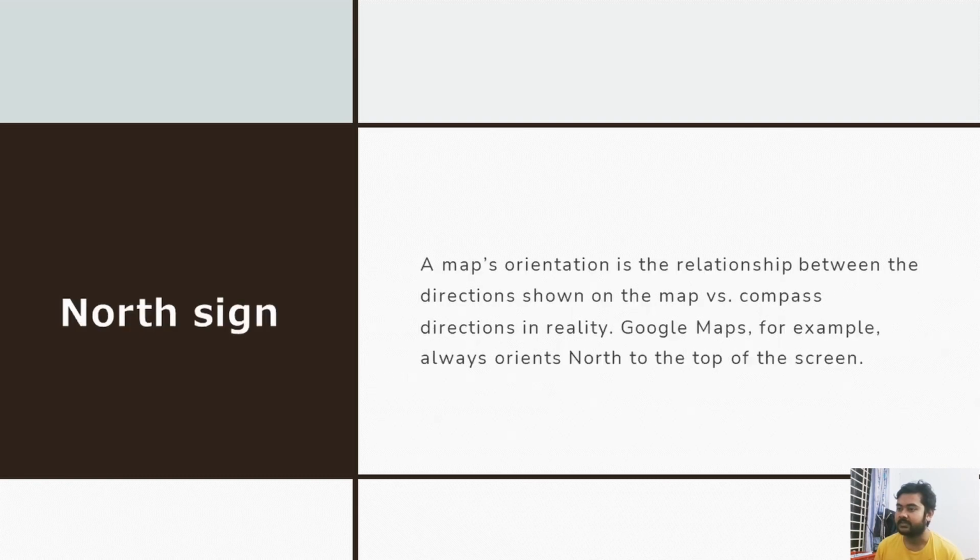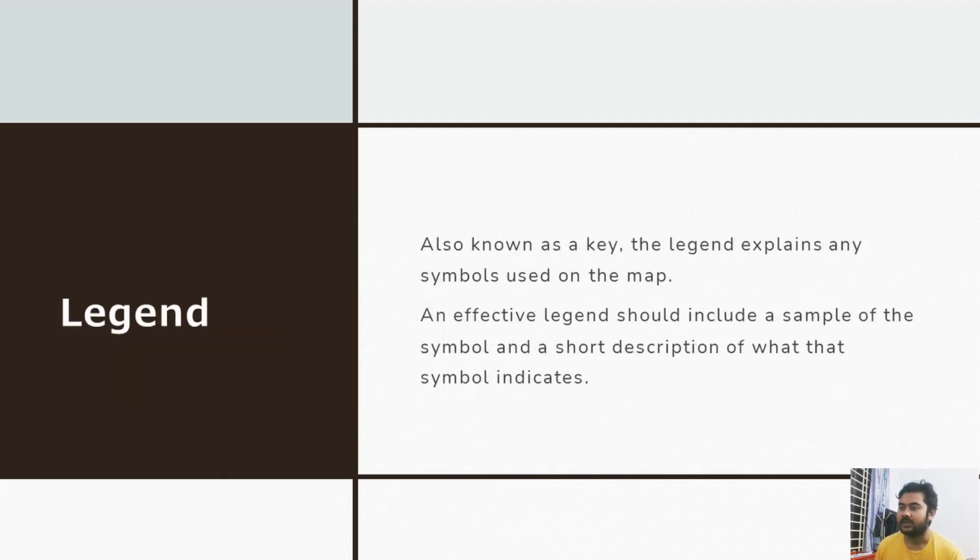A north sign is a map's orientation, which is showing the relationship between the directions shown on the map versus compass direction in reality. It is better kept as it is, which is north sign up. Legend is also known as a key. It explains any symbols used in the map.